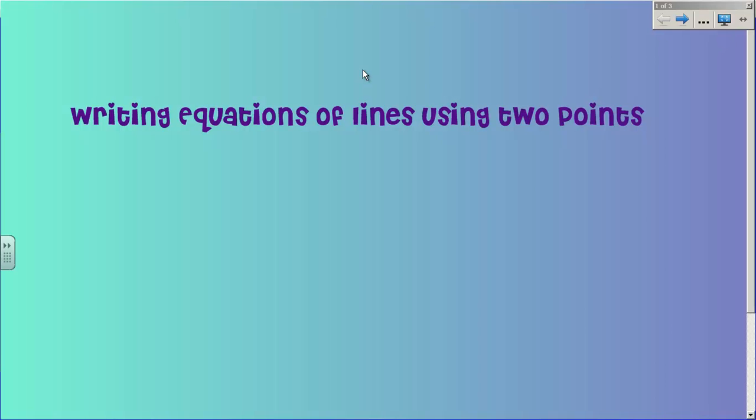So now we're going to write equations of lines using 2 points. This is going to feel very similar to what we did today in class, because it's the same formula, except you're not going to be given the slope. So the process is going to be a lot like what we did today in class.